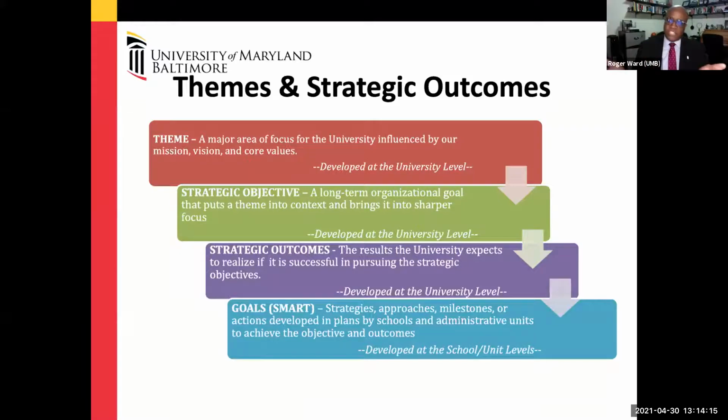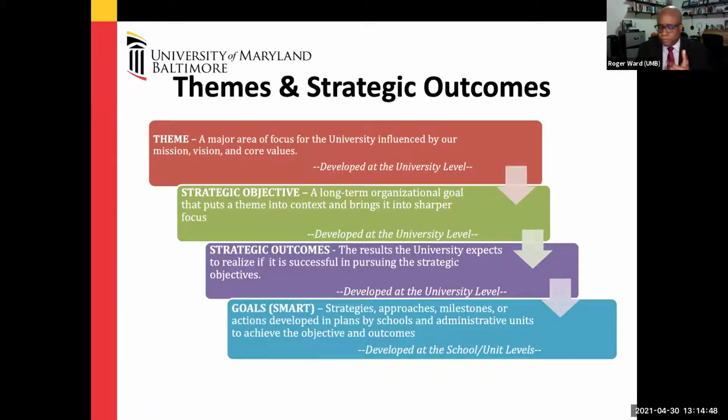And so how does that show up in our strategic plan? It shows up in the way we set up the outcomes. We set themes, strategic objectives, and strategic outcomes, but where the rubber meets the road is at the school and administrative units, where they set the specific goals that tie back to the broader strategic priorities that the institution is trying to accomplish over the strategic planning cycle.